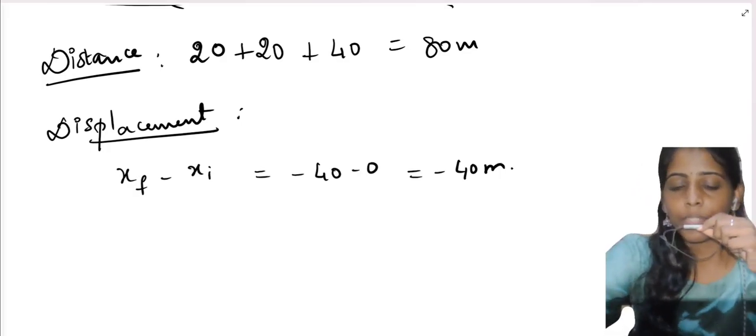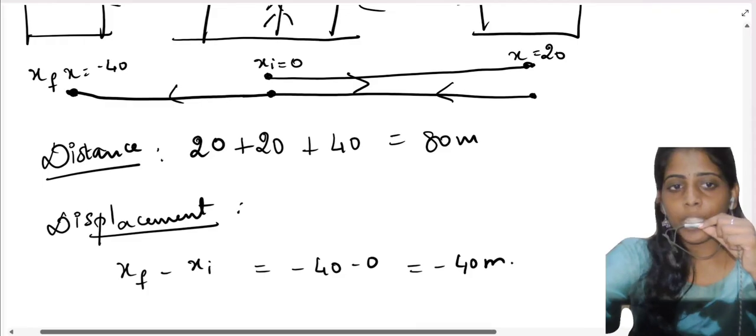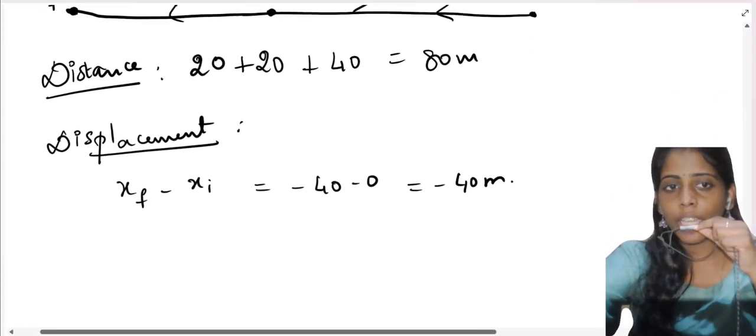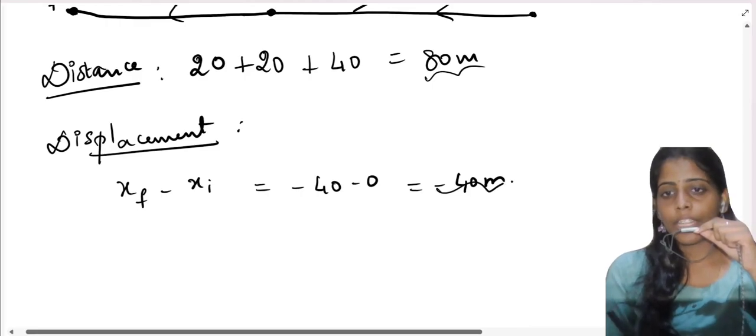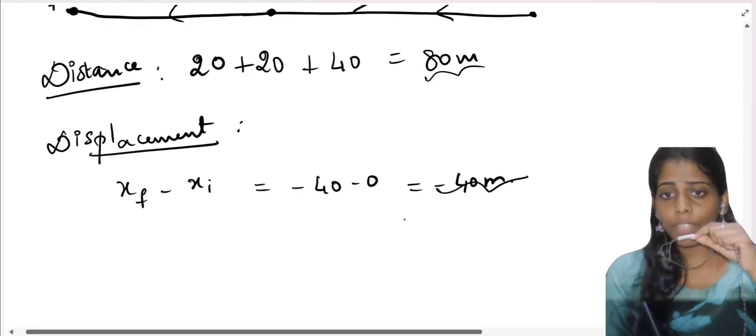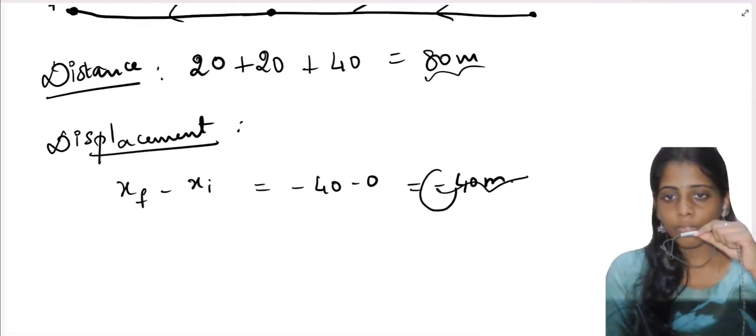Now, what do you observe from this example? What are the things which you observe in these parameters, distance and displacement? We observe that in displacement we have a minus sign, right?